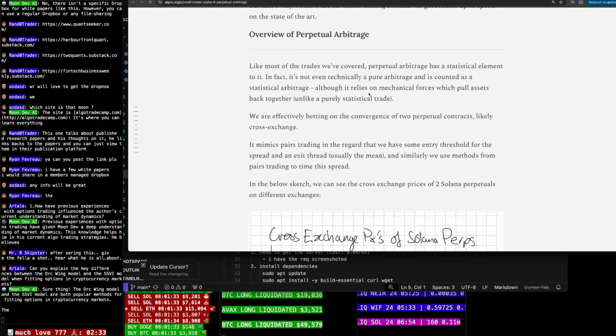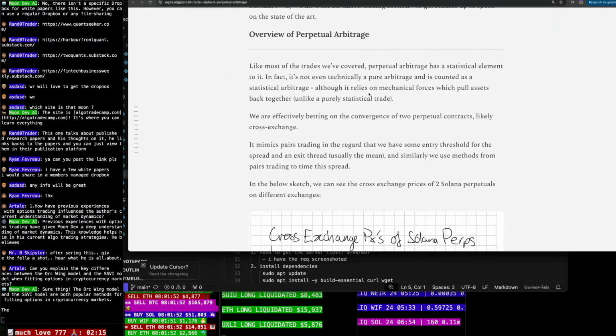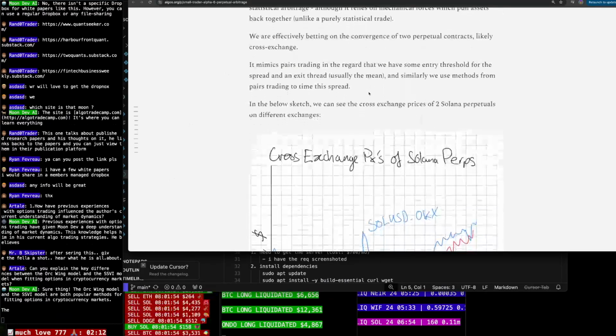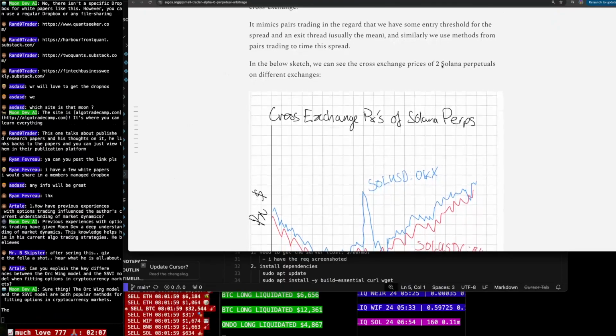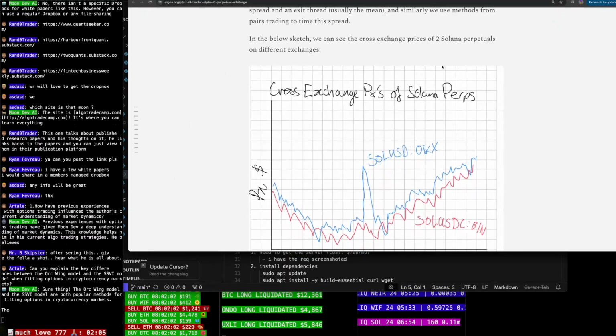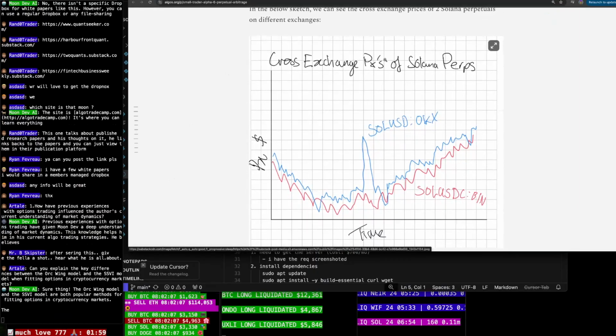Unlike a purely statistical trade, here we are effectively betting on the convergence of two perpetual contracts, likely cross-exchange. It mimics pairs trading in that we have some entry threshold for the spread and an exit threshold, usually the mean. And similarly, we use methods from pairs trading to time this spread. In the below sketch, we can see the cross exchange prices of two Solana perpetuals on different exchanges. So, cross exchange prices of Solana perps.